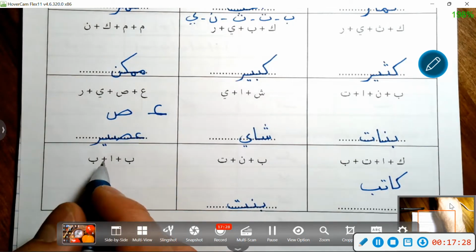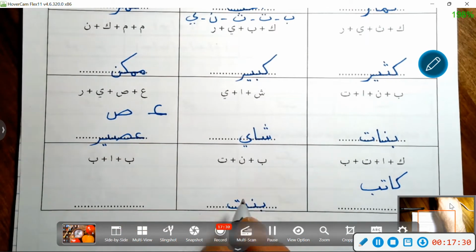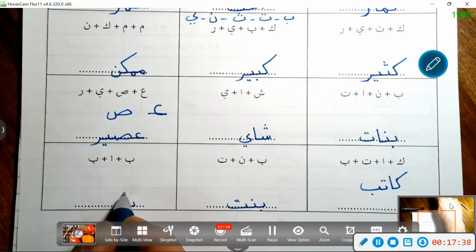The last word is very easy. Two ba and alif mad in the middle. So the ba is written like this, a tooth extension and ready to connect with the alif. Now the other ba stands alone because it does not connect with the alif from the left side. So this is a very nice example for ba in action.